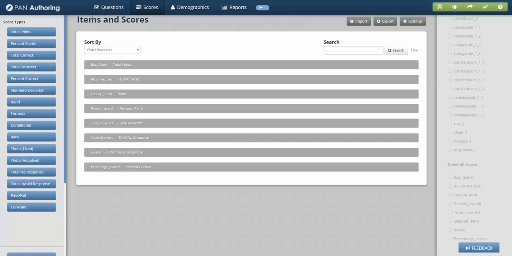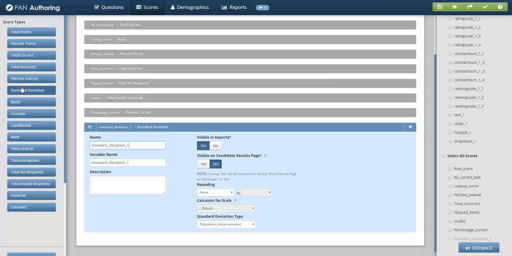Some scores are driven by underlying questions. If a question has a correct or incorrect value, that can establish scores for, say, total correct. One of the unique scores that we have in the system is a standard deviation scorer. For those not familiar in math, that's really trying to say, how far away from the mean are you?